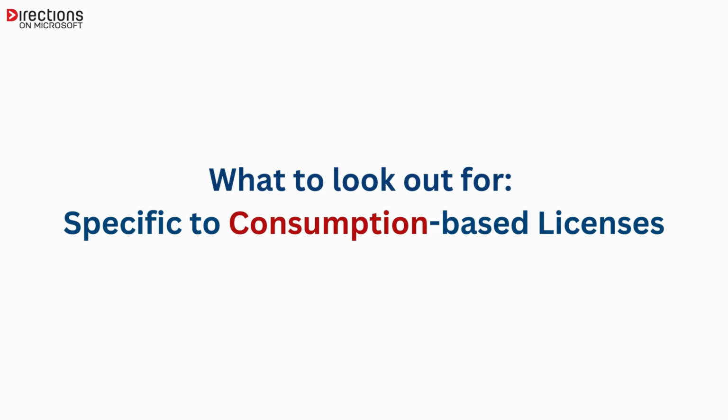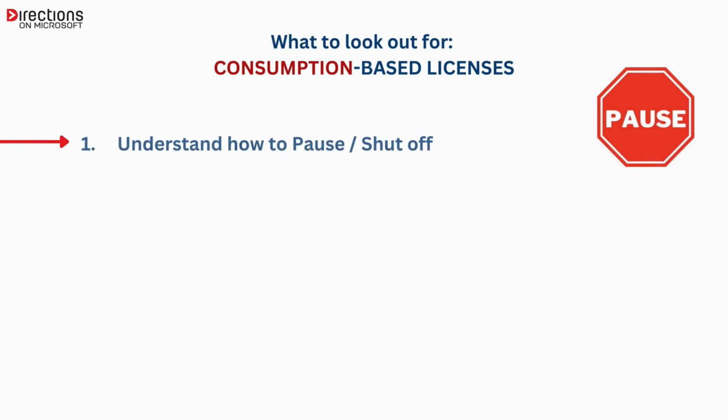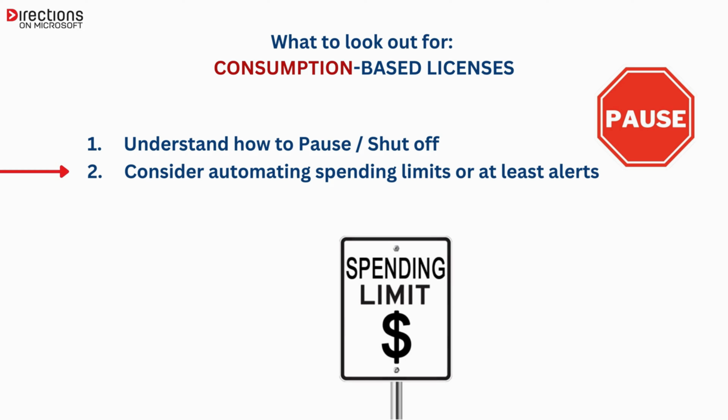And finally, two items to look out for specific to consumption-based licensing. First, understand how to press the pause or shut off button so consumption charges cease to accrue. The process for doing this can vary widely by product and may involve multiple steps. Second, consider automating spending limits or at least setting up alerts.